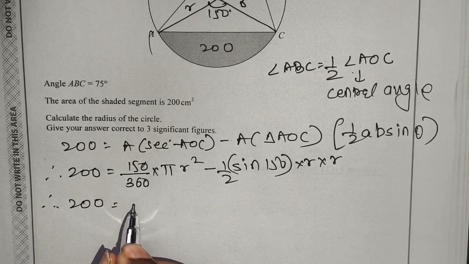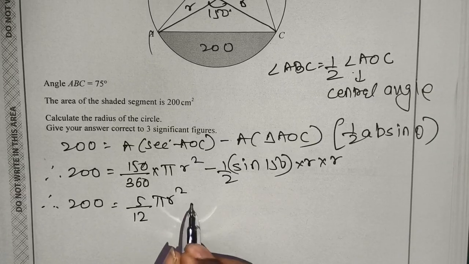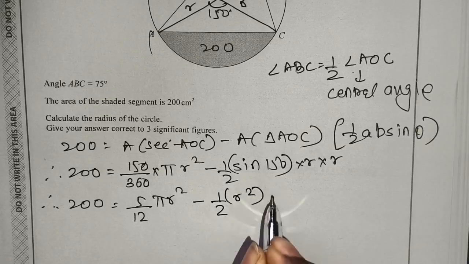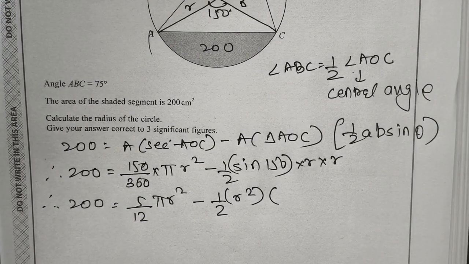So I get 1/12 pi r squared minus half r squared times sine 150. We have to find the value of sine 150. So you can take your scientific calculators and find the value of sine 150. Let's find out what the value of sine 150 is.